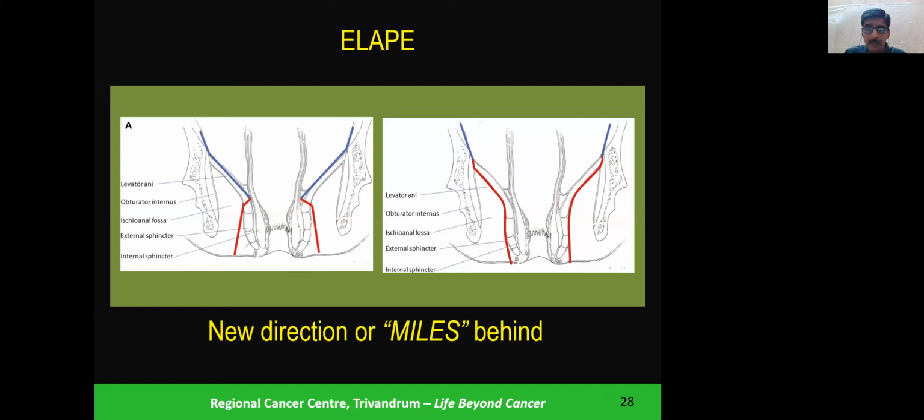The pointer is working. So the first picture shows. Dr. Muralee, the pointer doesn't seem to move. Fine. So if you do the APR. Yeah, it's okay. If you do the APR in a conventional way, then you will create a wasting over here.